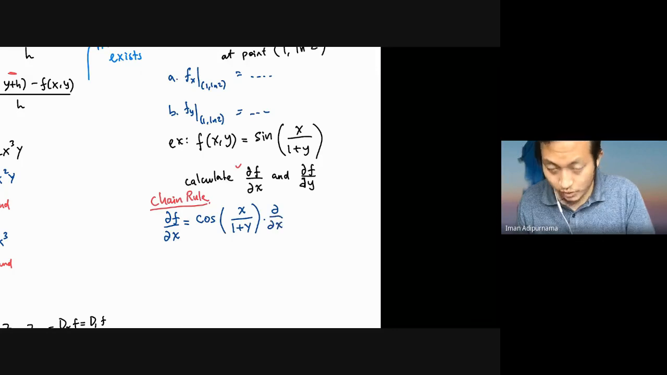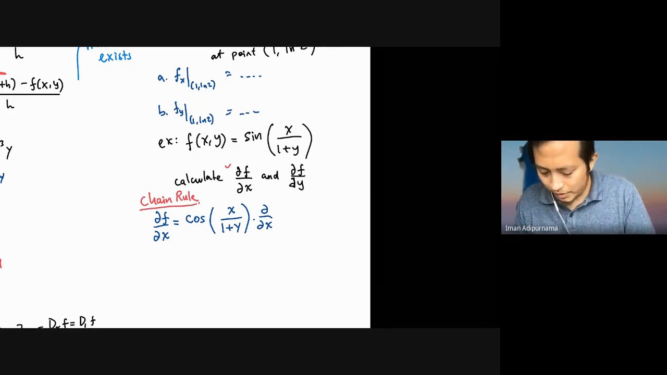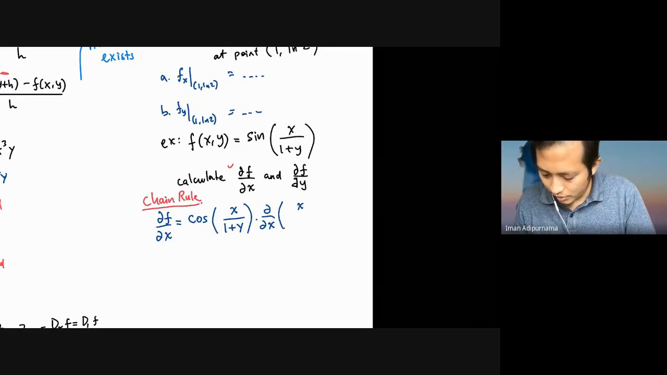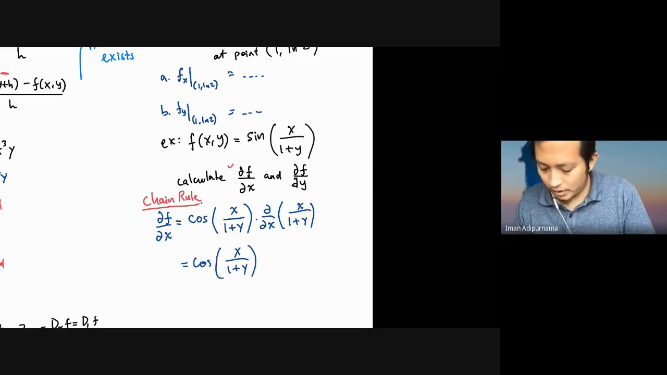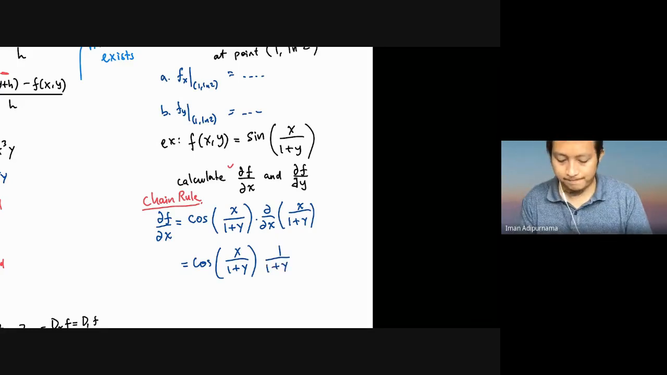So we write step by step. Okay, if you want to do direct calculations, that's okay. And write this. Okay. So we can write this as. And now what we did is, we just differentiate with respect to x, right? So it will be 1 plus y. Okay. Get it?